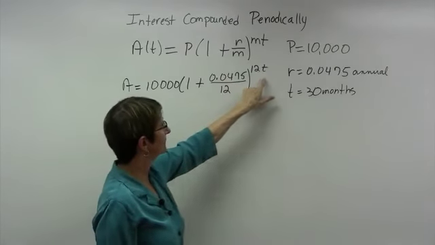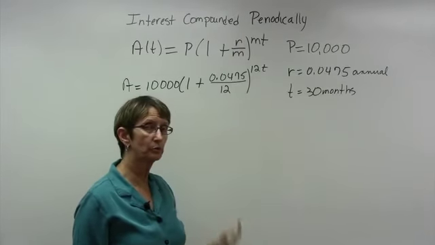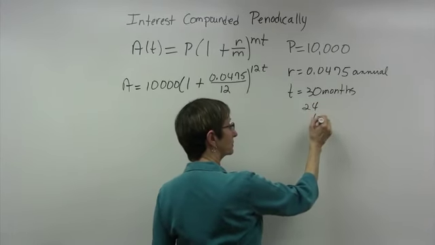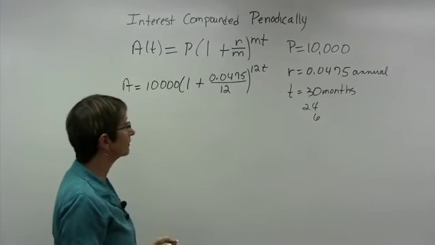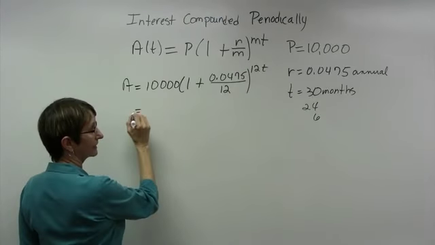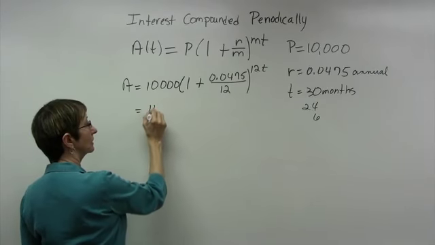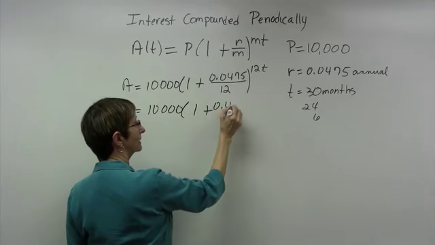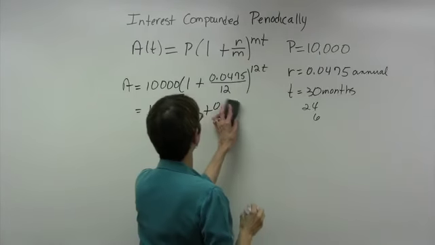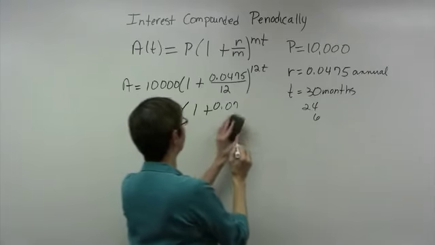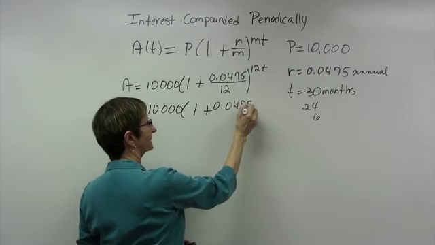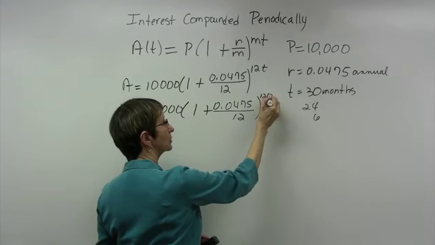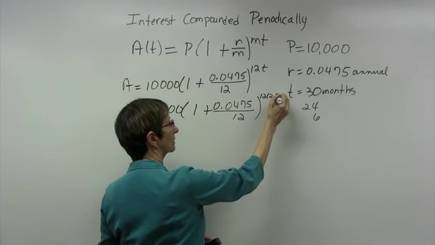So let's see, 30 months I need to put in terms of years. So 30 months, 24 months is 1 year, and another 24 months is 2 years. And another 6 months would give us 2.5 years. So this is 10,000 times 1 plus 0.0475 over 12 raised to the 12 times 2.5 power.